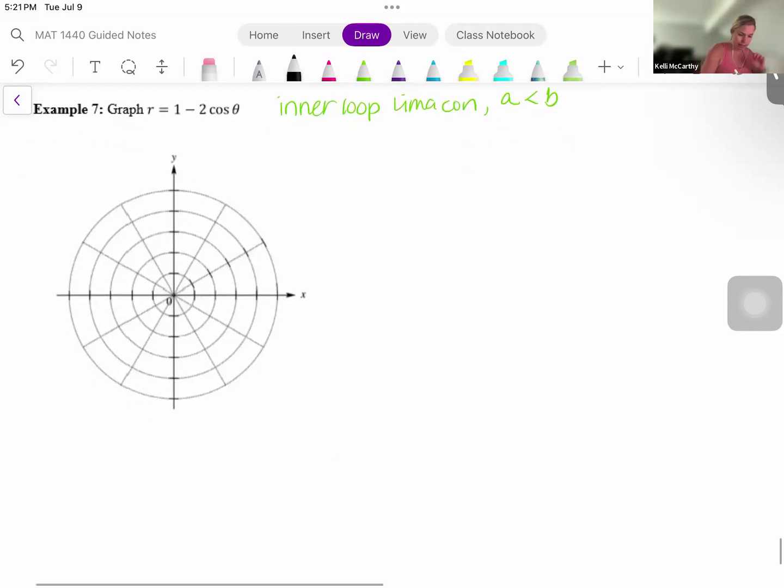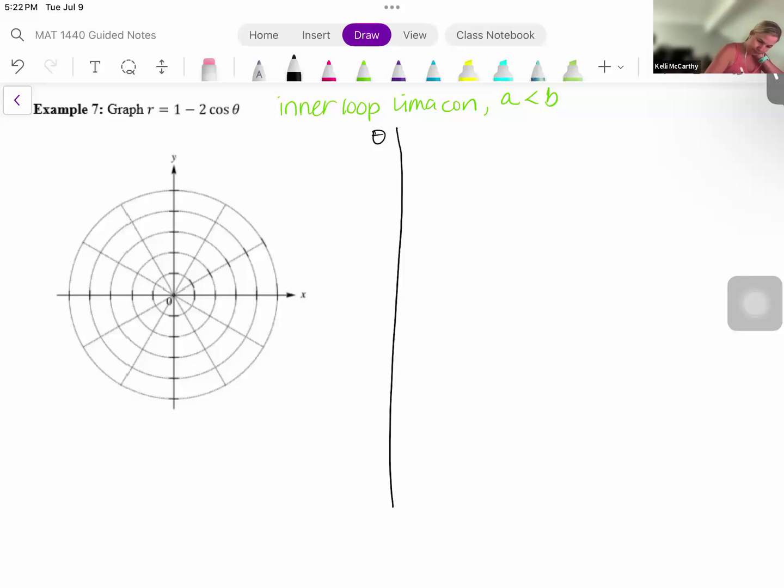All right, so let's start making our table of values. I'm going to go ahead and fill in all my angles for theta. Maybe I won't need all of them, but maybe I will. So I'm just going to go ahead and start filling those in. If you want to go ahead and pause the video and do that yourself.